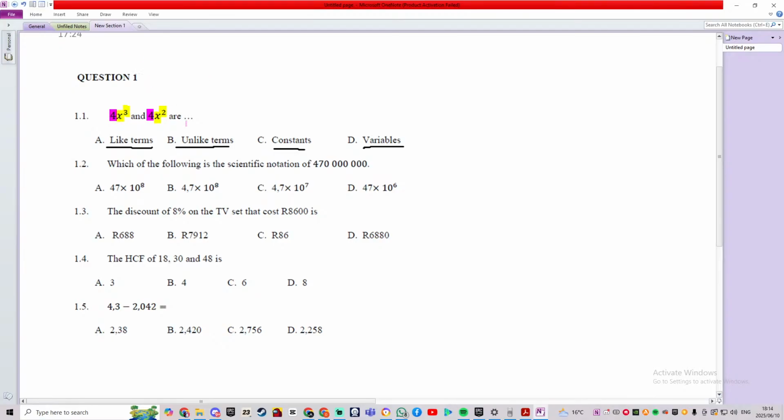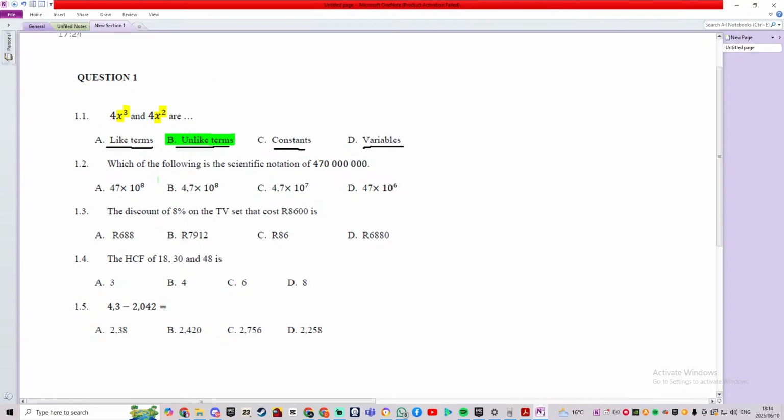When we look for like or unlike terms, we are only looking at the yellow part. If the letter and the exponent are exactly the same, we know that they are like terms. But the problem here is that this is a 3 and that's a 2, so our answer is unlike terms. A constant would be a number and a variable would just be the letter. So that's unlike terms.